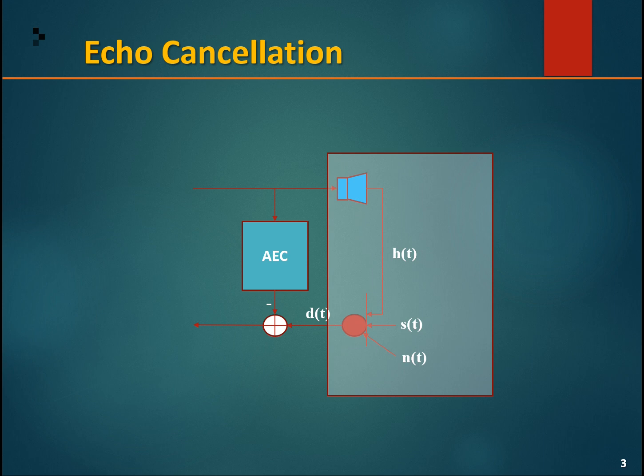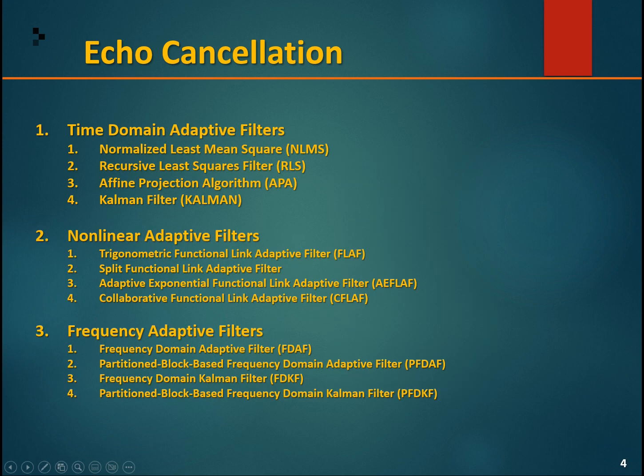There are many types of adaptive filters. There are time domain adaptive filters, non-linear adaptive filters, and there's also frequency domain adaptive filters. Even among these, there are many more types of adaptive filters than are listed here, but for today we will be going over 4 of each type.